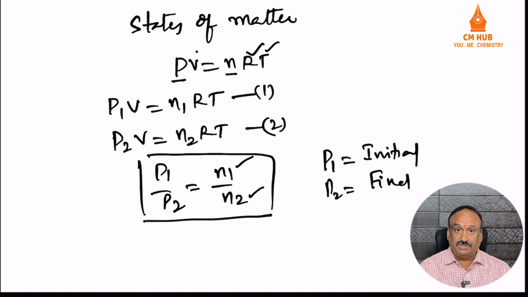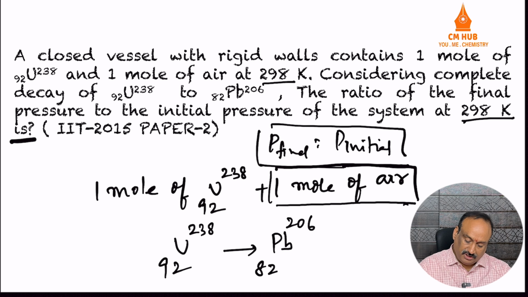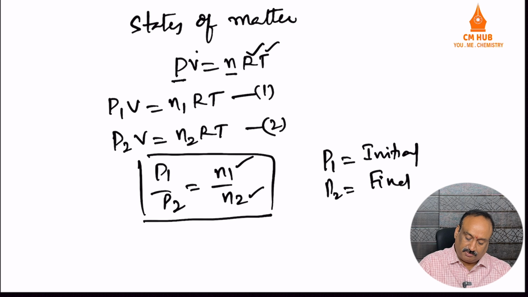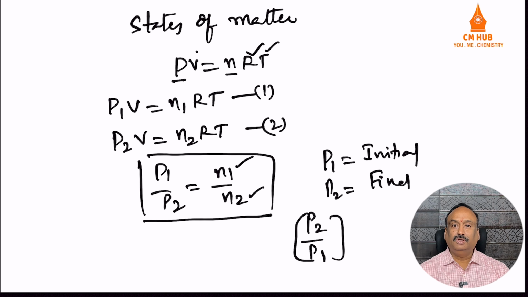Now whether it is initial to final or final to initial, we will come back again. What is it given? He is asking us to find the ratio of final pressure to initial pressure. That means we are asked to find out P2 by P1. This is the formula that we need to apply. So what are those parameters that we need to get? We need to know n1 and n2, where n1 corresponds to initial number of moles and n2 corresponds to final number of moles. Now what will be the initial number of moles?